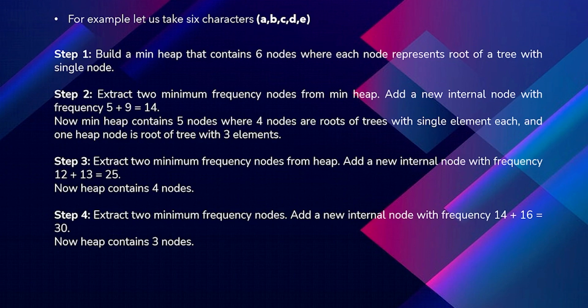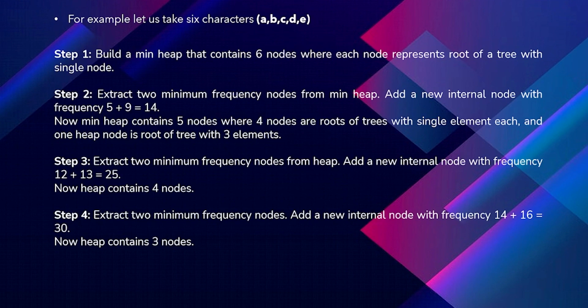Now, how do we create this Huffman tree? For example, let us take 6 characters A, B, C, D, E. Build a minimum heap that contains 6 nodes where each node represents the root of a tree with a single node. In step 2, extract the 2 minimum frequency nodes from the minimum heap, and add a new internal node with frequency 5 plus 9, which is 14. Now the minimum heap contains 5 nodes, where 4 nodes are roots of trees with a single element each and 1 heap node is the root of a tree with 3 elements.